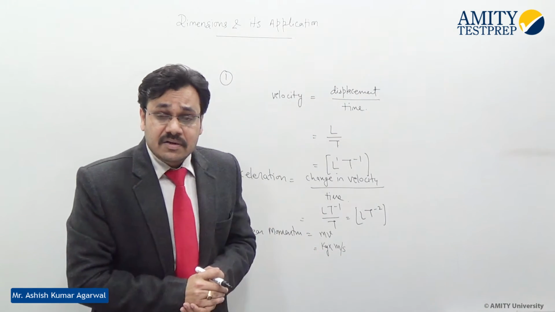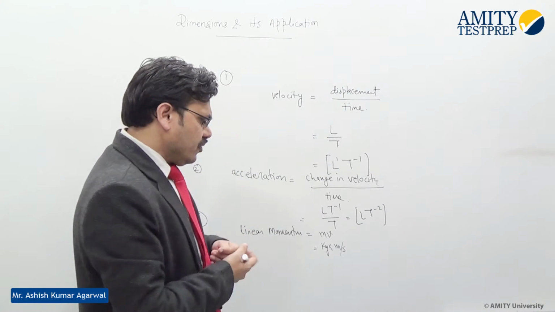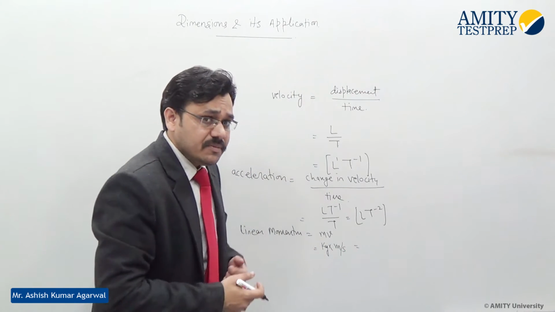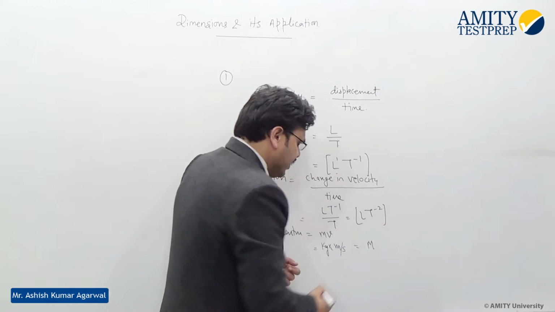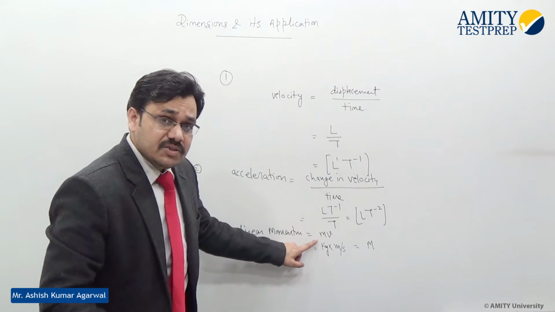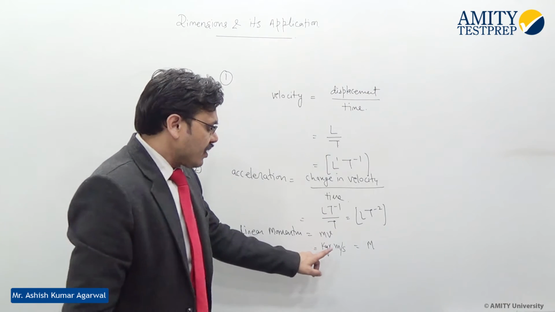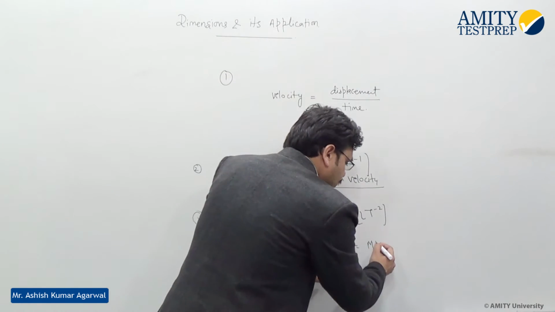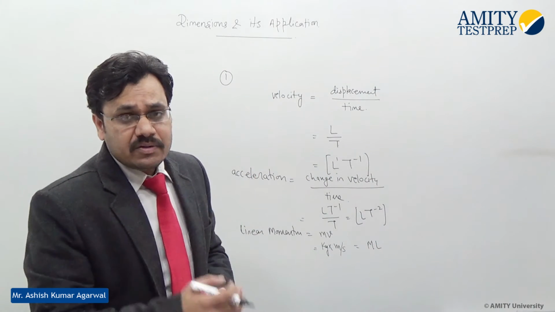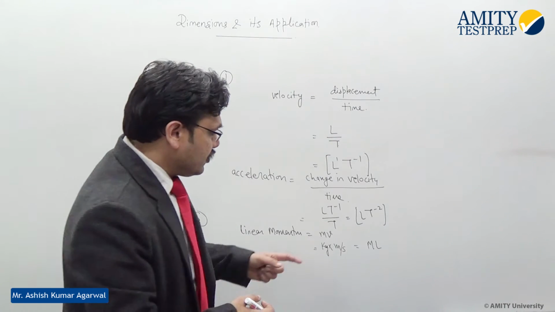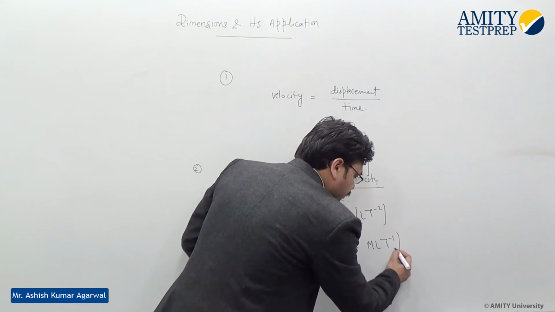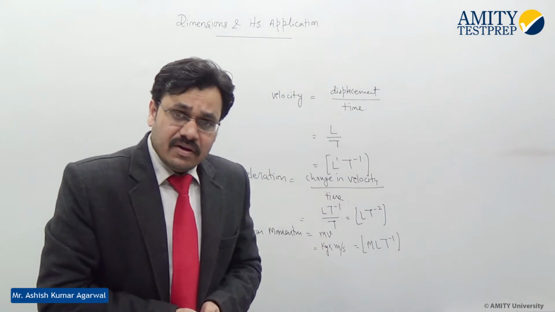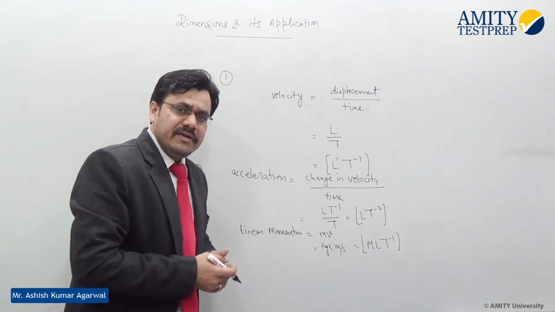But if it is asked to write its dimension formula, how will you do it? As we have discussed earlier, for kg you use the symbol M, with a power of 1. For meter per second, you write L per second, so because it is in the denominator, T to the power minus 1. So M to the power 1, L to the power 1 and T to the power minus 1 gives you the dimension formula for linear momentum.